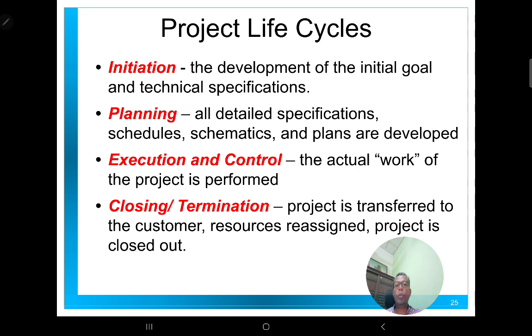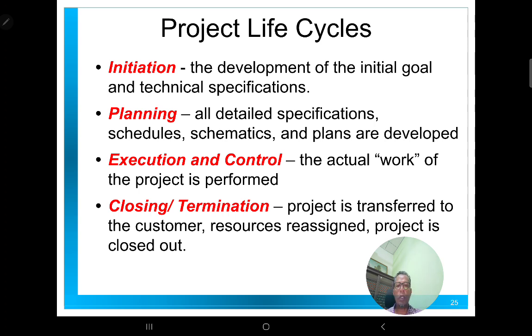So these need to be scheduled accordingly. And if it involves a schematic diagram, you have to make sure that all the schematic diagrams are in a proper manner, which is readable and understandable by the people who are going to execute the project. And then the plans of the project are properly developed to be followed by the people who are going to execute it.